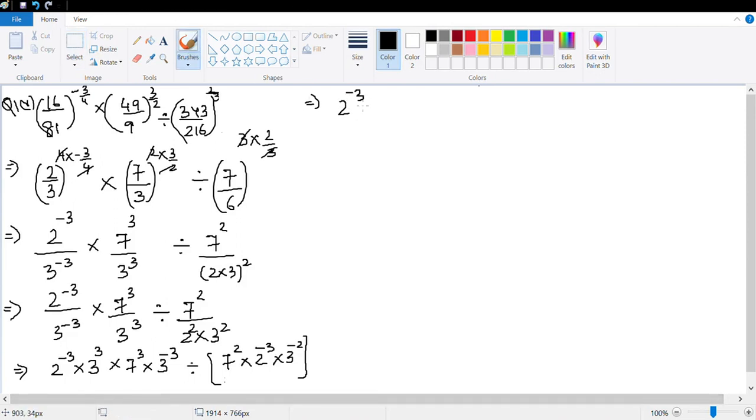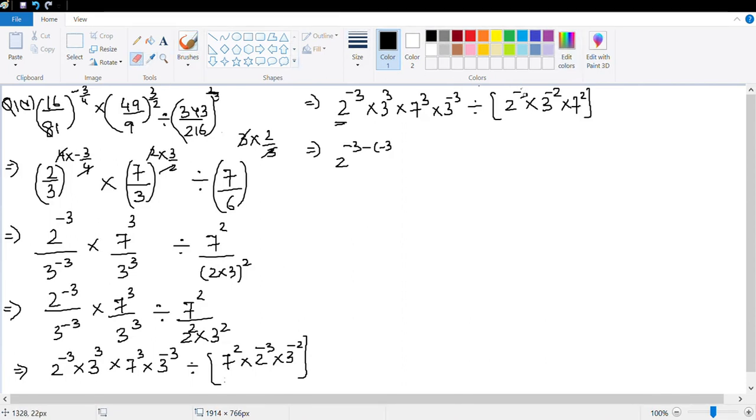So 2 to the power negative 3 multiplied with 3 to the power 3 into 7 to the power 3 into 3 to the power negative 3, divided by 2 to the power negative 3 into 3 to the power negative 2 into 7 to the power 2. Now let's put everything together. 2 to the power negative 3, this is divided by, so this becomes minus of negative... This is not 3, this is 2. That's my mistake, sorry. This is 2 to the power 2, so this becomes 2 to the power negative 2 and this is also 3 to the power negative 2.